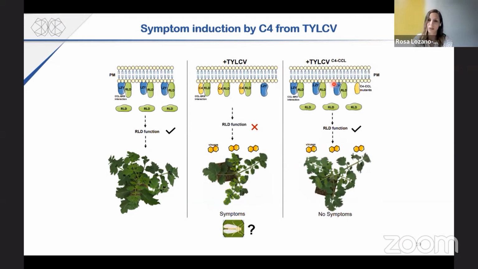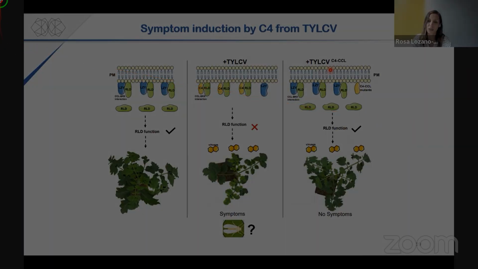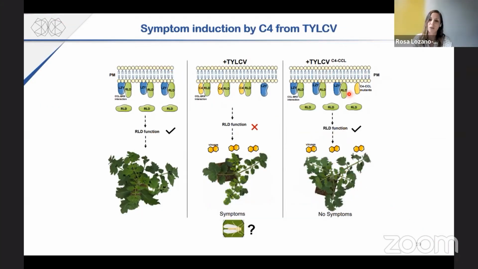Now, if we artificially inoculate the plants with a CCL-like domain deficient mutant virus, then the C4 protein will no longer be able to interact with the RLDs, which will therefore continue performing their normal function. These plants will not develop any symptoms, but the virus can still accumulate normally. And again, this absence of symptoms might or might not entail a penalty for insect transmission.